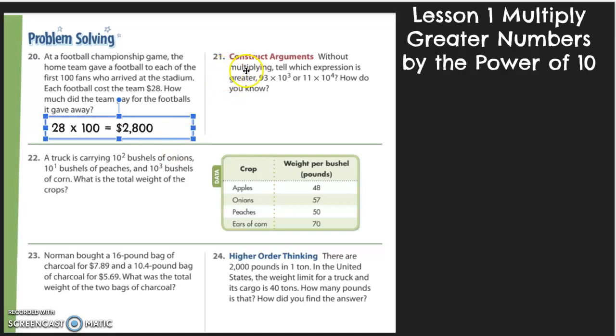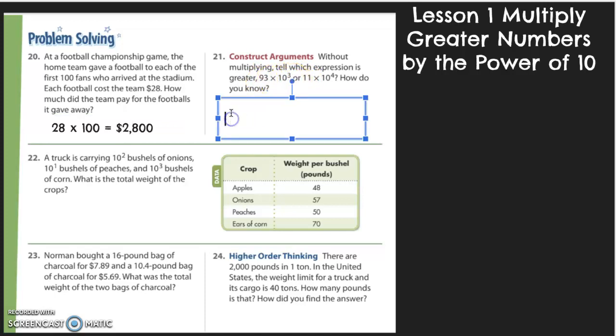Number 21, construct arguments. Without multiplying, tell which expression is greater, 93 times 10 to the 3rd or 11 times 10 to the 4th. Well, right away I look at 93 and 11. 93 is bigger, but it's only going to have 3 zeros. So if 93 is only going to have 3 zeros, and 11 is going to have 4 zeros, which one of these is going to be bigger?